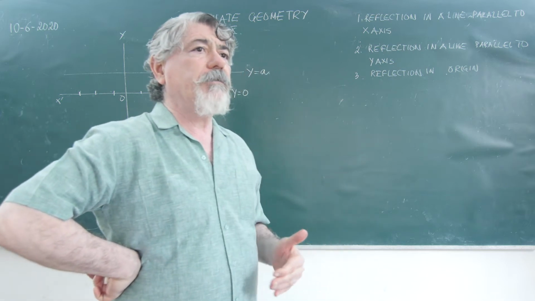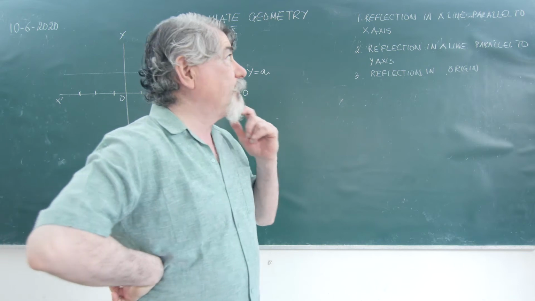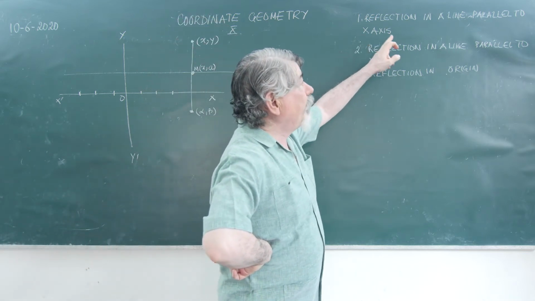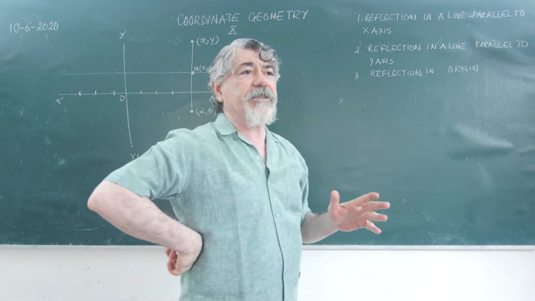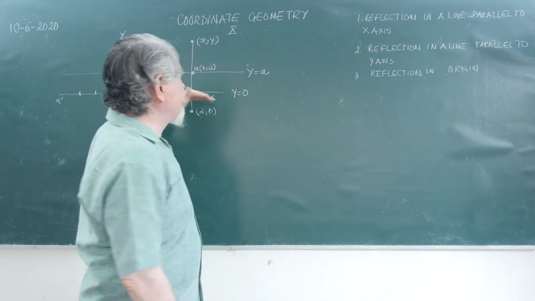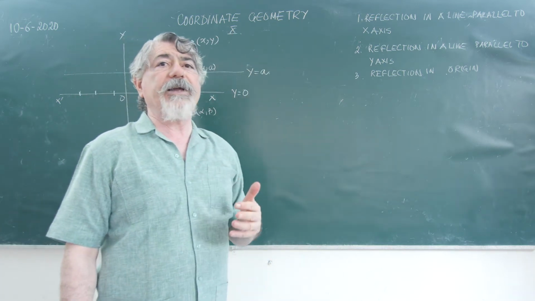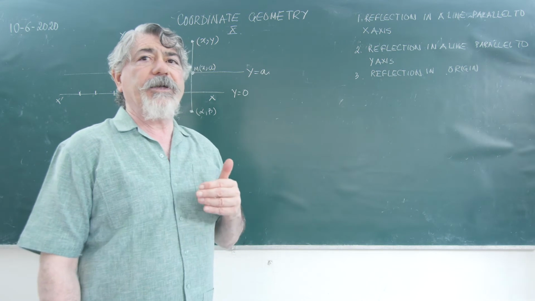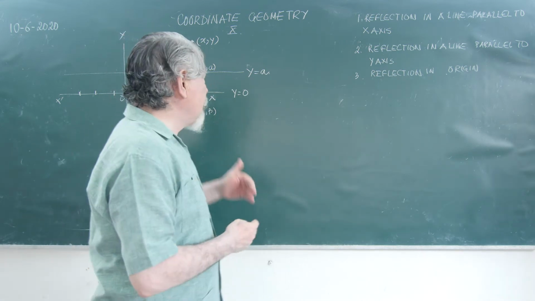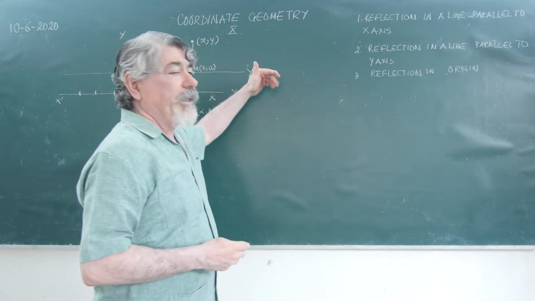Now we proceed beyond that. Today we are going to discuss reflection of a point in a line parallel to x-axis. We are not discussing reflection in x-axis, but we are trying to say that we have taken another line which is parallel to x-axis.